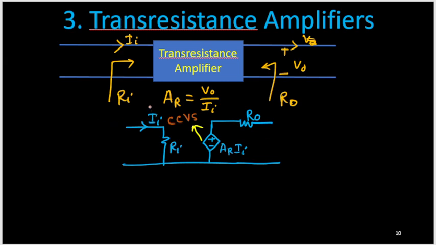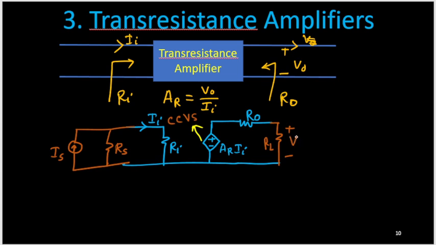As it is a current, I need to apply a current source. That is important. So the input is a current source, Is. Its source resistance Rs should be connected across it. And the load we can connect here. This is RL, and whatever voltage develops across the load, that is your actual V0. So the overall gain of this transresistance amplifier is defined by V0 by Is. This is your AR overall.